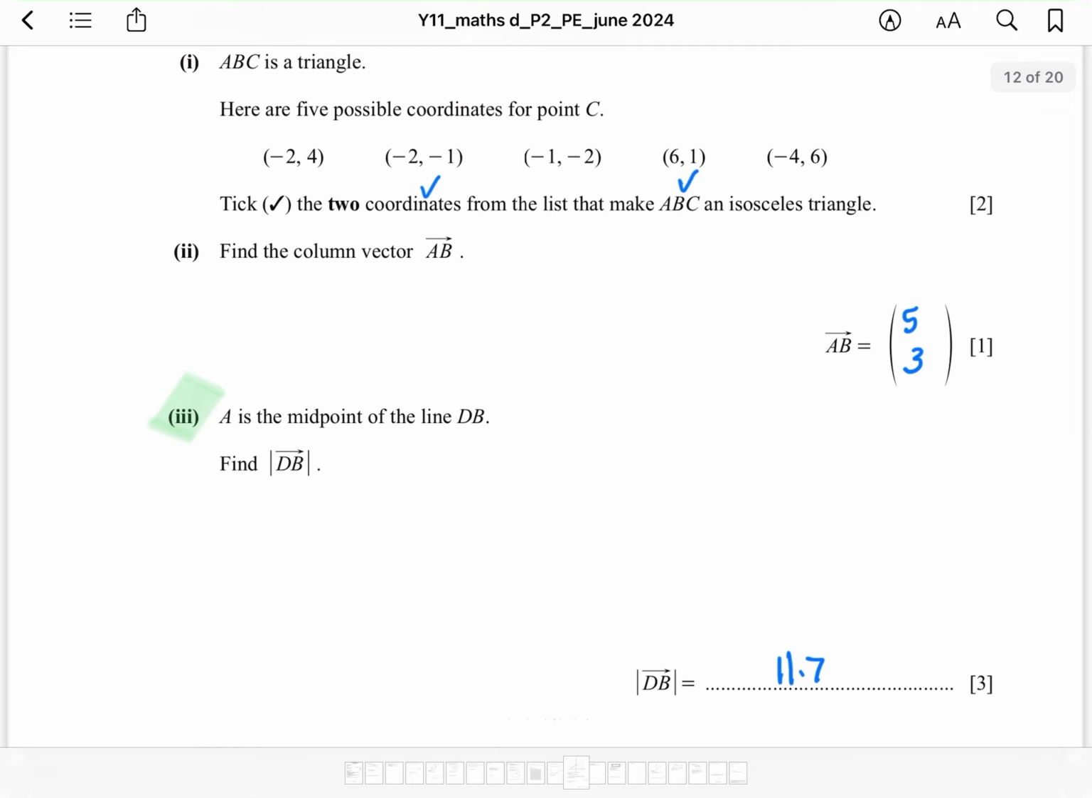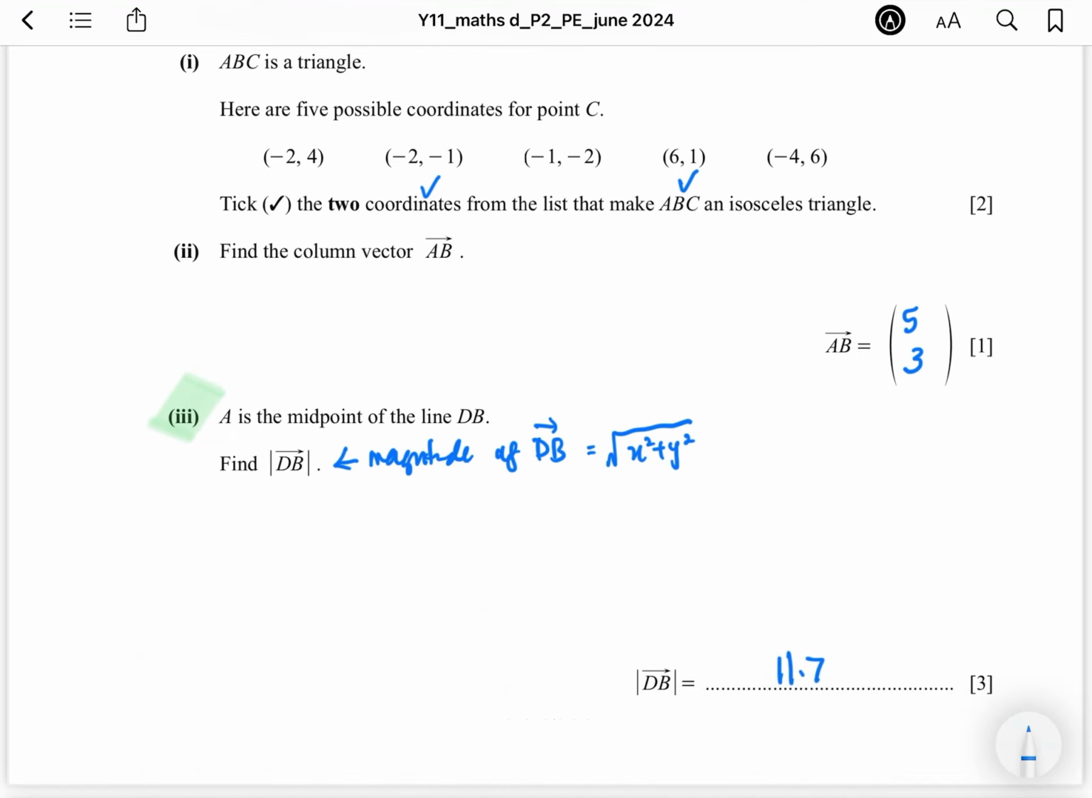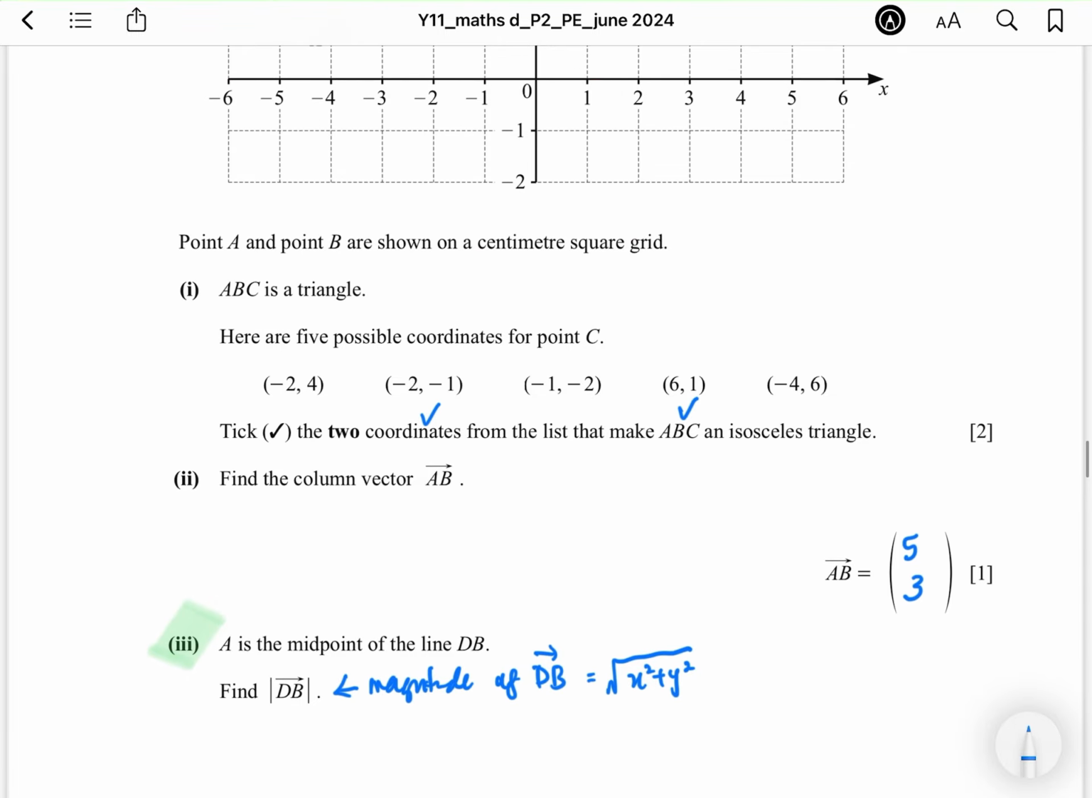A is the midpoint of the line DB. Fine. So what actually is this one? The symbol here is actually the magnitude of DB, which is the square root of x squared plus y squared. So you do need to find what is the column vector for DB first. A is the midpoint of the line DB.